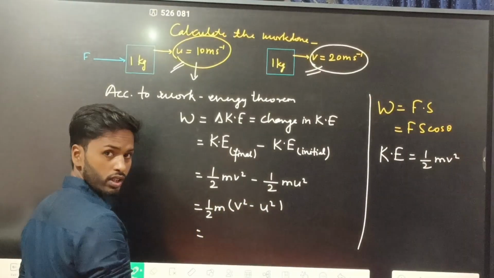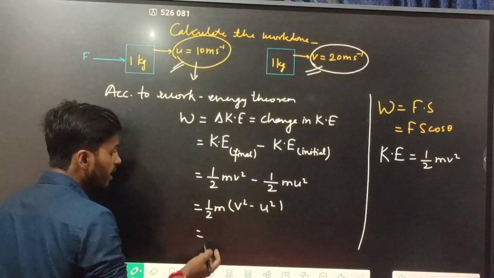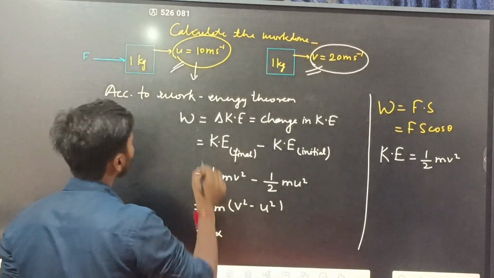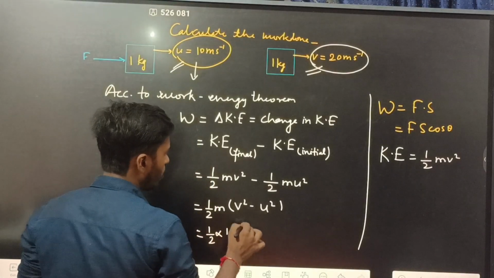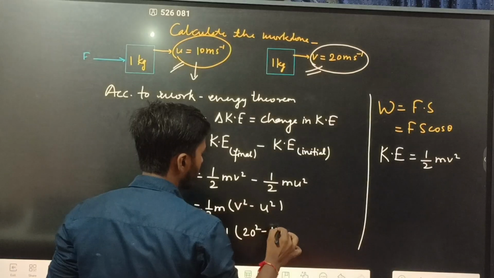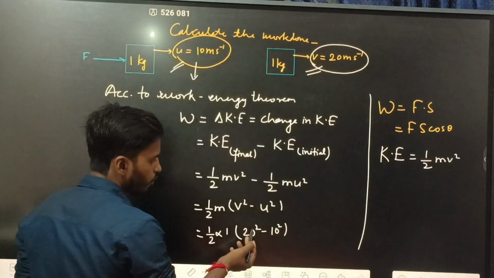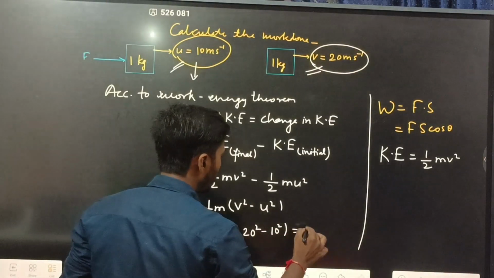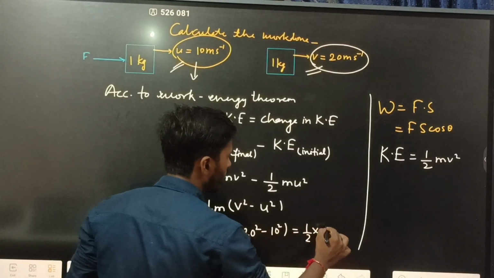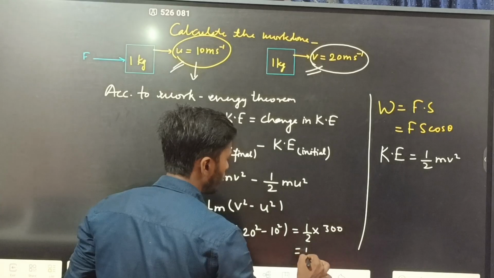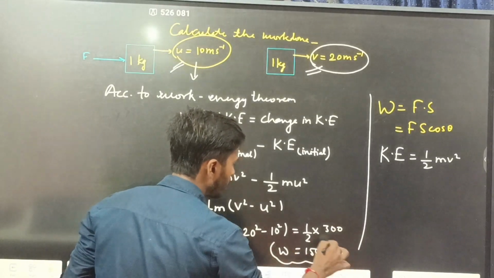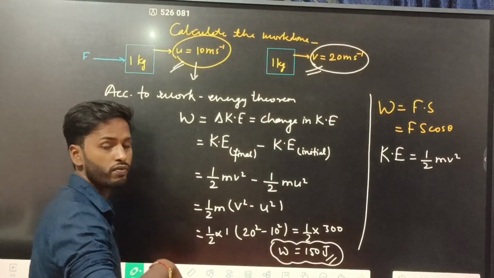Put the values of mass and velocity. It is 1 by 2, the value of mass is 1 kg, into v square, where v is the final velocity, 20 square minus 10 square. 20 square is 400, minus 10 square is 100. It will be 1 by 2 into 400 minus 100, means 300, which is equal to 150 joule. Okay, so what we get, the work done is equal to 150 joule.